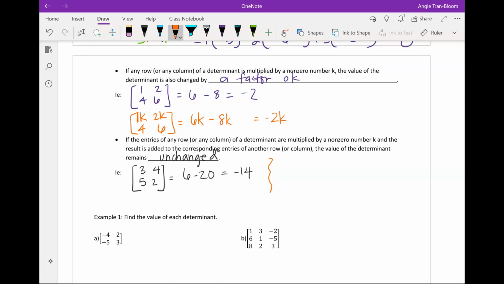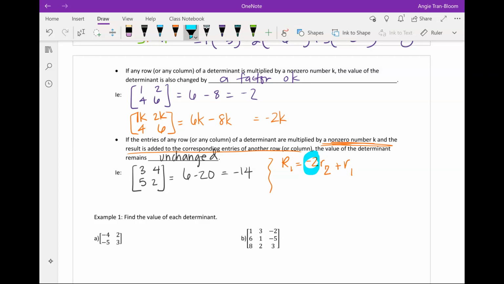So it says, if the entries of any row of a determinant are multiplied by a non-zero number, let's say I'm going to use negative 2. So I'm going to change row 1, multiplying by a k value of negative 2. K is negative 2, so negative 2 times R2 plus R1. That whole language is pretty much the equation. K is any non-zero number, so we have chosen to do negative 2.